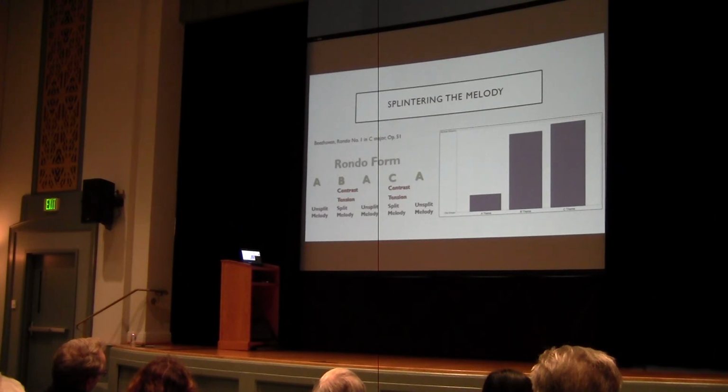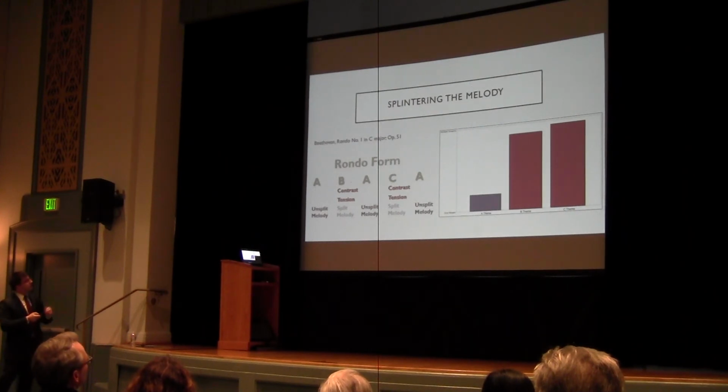in this plot. In the A theme, you see it's pretty likely that a listener is going to hear just one stream, much more likely than hearing multiple streams. And for that reason, we get an unsplit melody. But in the B theme and the C theme, it becomes much more likely that you hear multiple streams. And so we have this effect of the melody splintering apart just a little bit. So we see that in this passage.